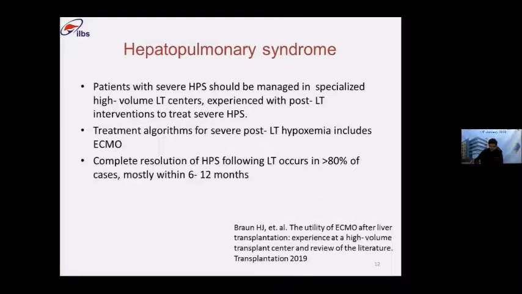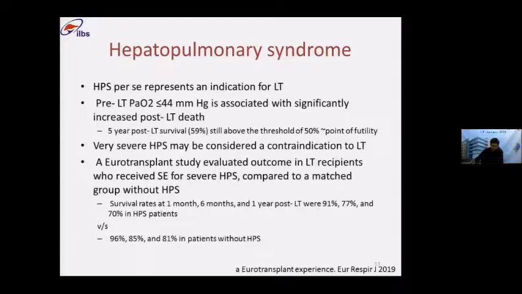Complete resolution of HPS following LT occurs in more than 80% of cases, and mostly within 6 to 12 months. HPS per se represents an indication for LT, but pre-LT PaO2 less than 44 mmHg is associated with significantly increased post-LT death. And 5-year post-LT survival in such cases approaches 59%, which is still more than 50%, the point of futility of transplant. Very severe HPS may be considered as a contraindication to LT.